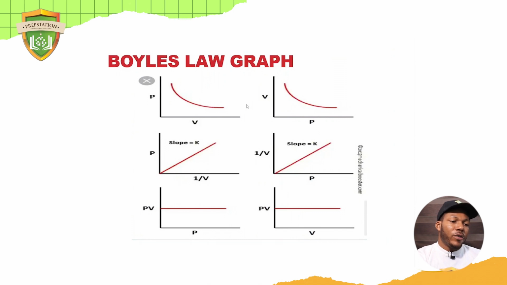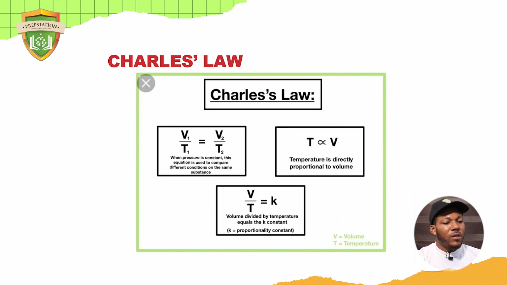Now, this is a graph of what? Of Boyle's law, with respect to the various parameters, don't forget. All right, please watch the slide and see. The next one is Charles law. In Charles law, pressure is constant. You can see from the equation here, T is directly proportional to what?